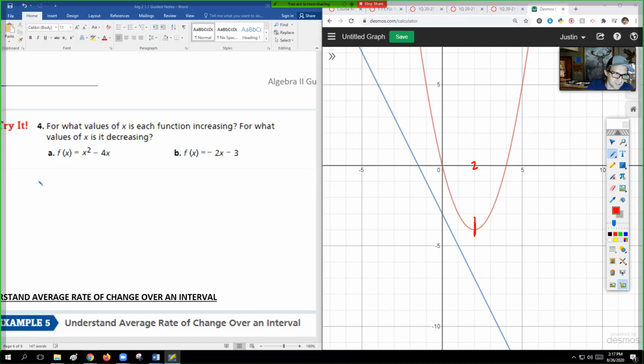If we want to know when this is increasing, it is increasing from 2 all the way on. So from 2 to infinity, this is going up. That's how we write our interval, from 2 to infinity. Now, when is this graph going down? It's going down all the way, starting at negative infinity, until we get to 2. So we would write that as from negative infinity to 2. And that's it. This graph goes in 2 directions.